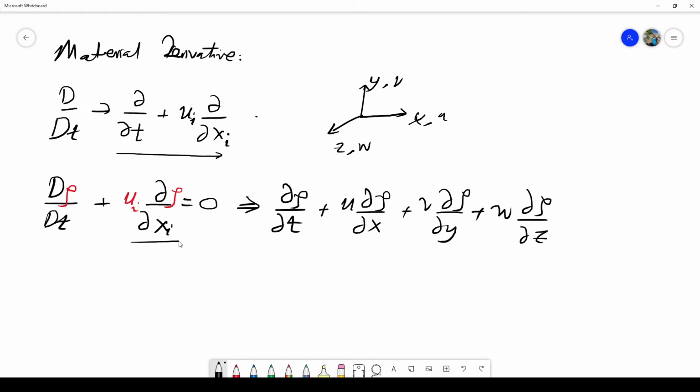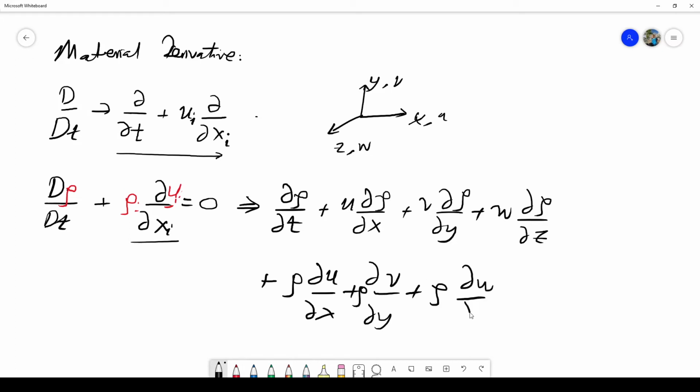Now we expand this part here. Sorry, in the earlier equation we have rho and u here. Then we can expand this part as rho del u over del x plus rho del v over del y plus rho del w over del z, and all of these are equal to 0.